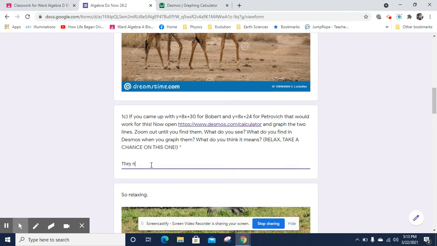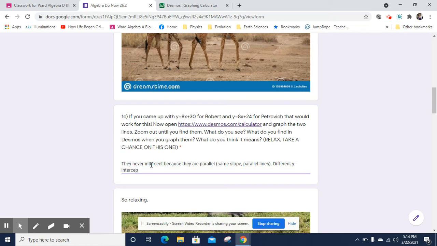Okay, they never intersect because they are parallel. Same slope, parallel lines. Okay, they're not the same line because they have different y-intercepts. So if they have different y-intercepts and they have the same slope, they're just going to go along forever next to each other. So there are no points that are solutions that make all parts of this system true. So no solution.